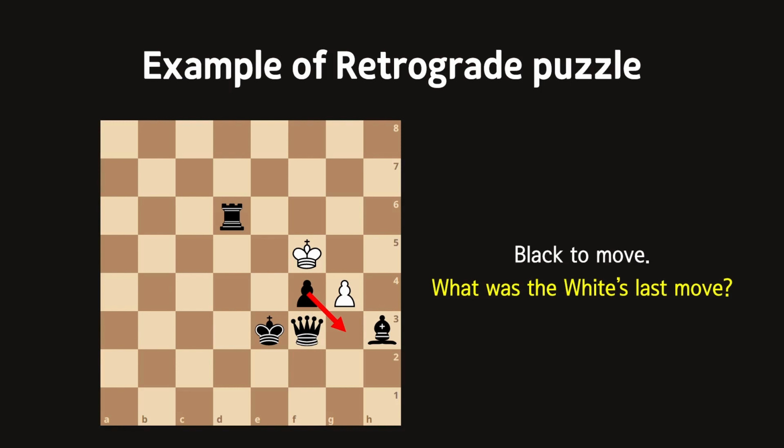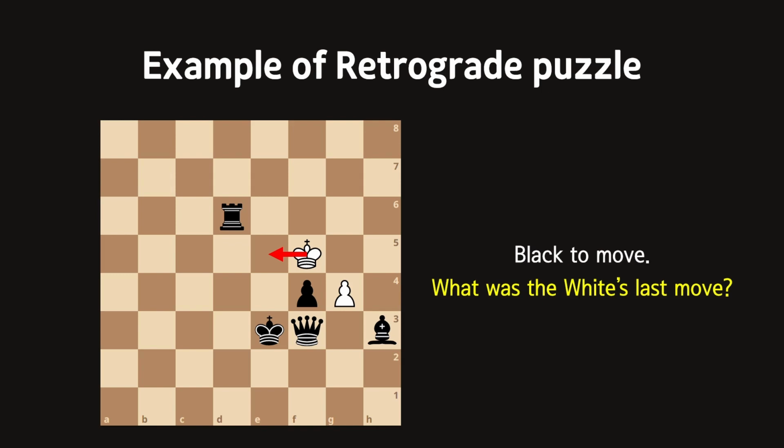The answer is en passant. Black captured a white pawn with an en passant. This is the only possible way for black to double check the white king. So it turns out the white last move is king f5 e5. But wait, that's not the entire answer. Actually, we have solved only half of the puzzle.